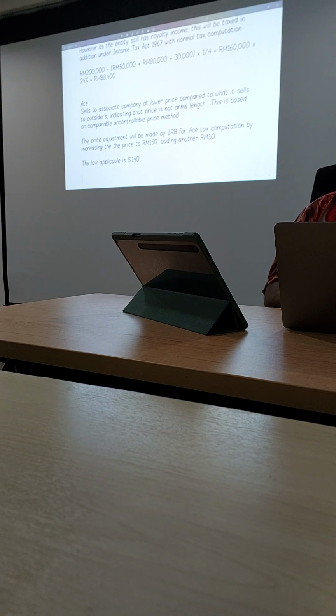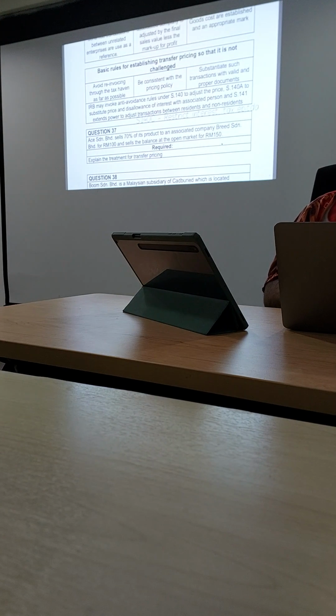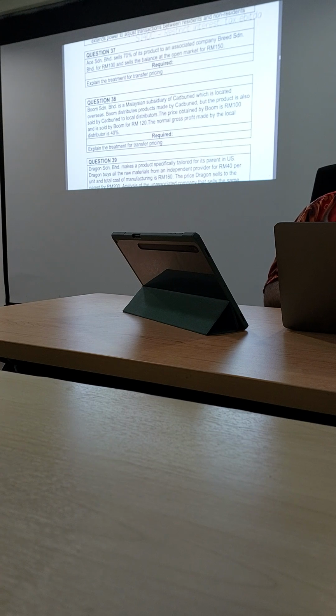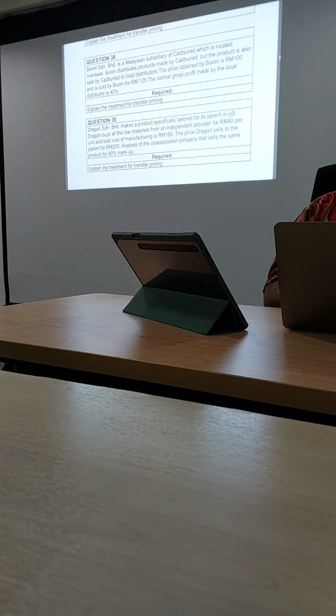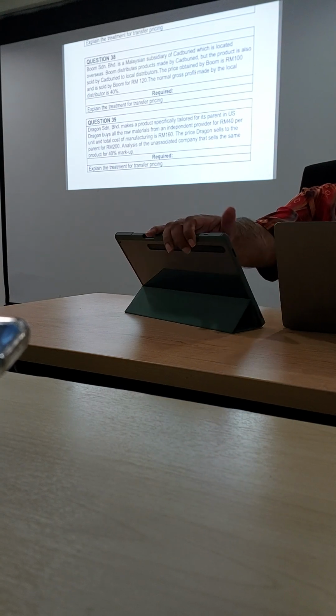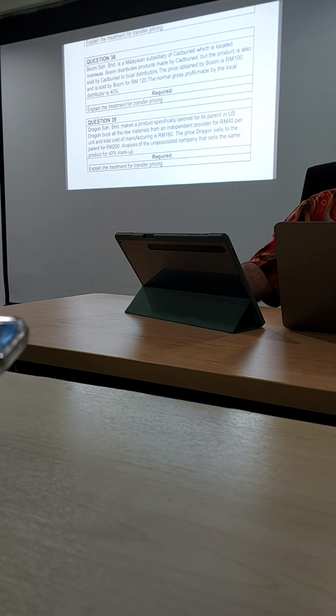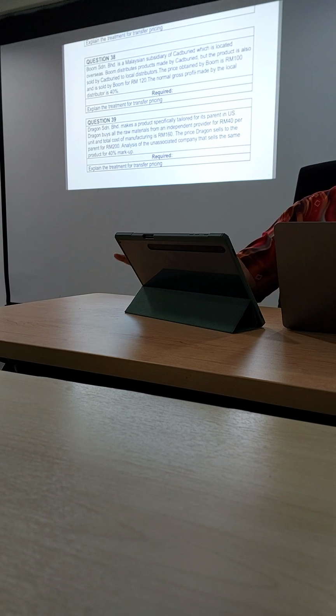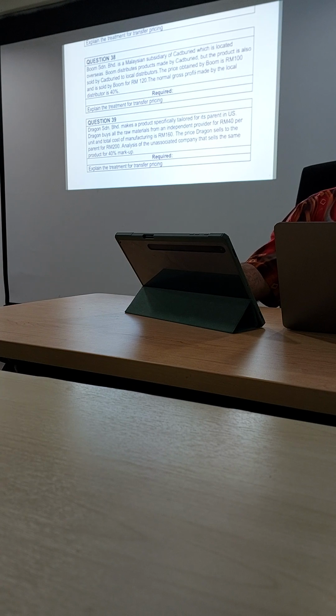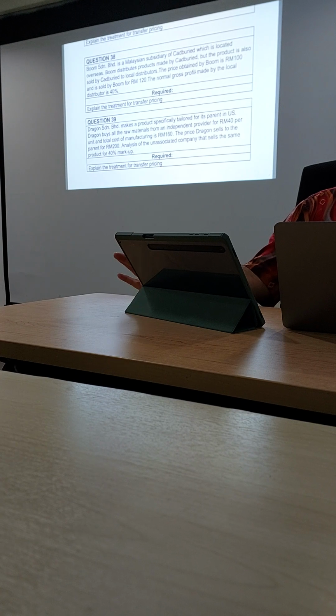Okay, go to the next one. Next one you're looking at is Boom. Boom Sendirian Berhad is a Malaysian subsidiary of Cadbury, which is located overseas. Boom distributes products made by Cadbury, but the product is also sold by Cadbury to a local distributor. Okay, so how much do you think they will adjust? What do you think they will do?